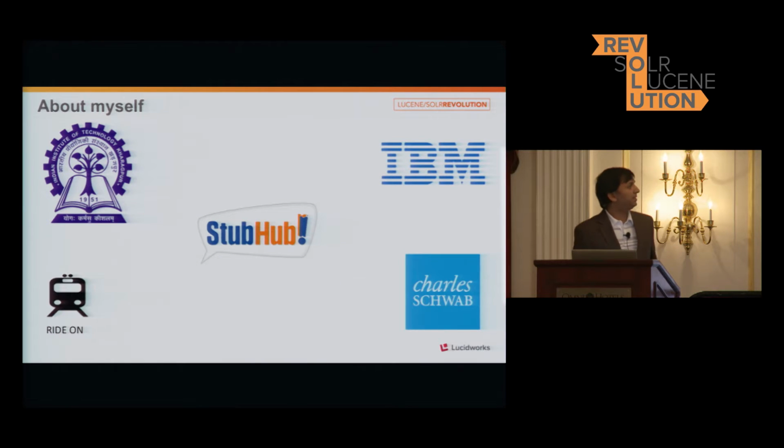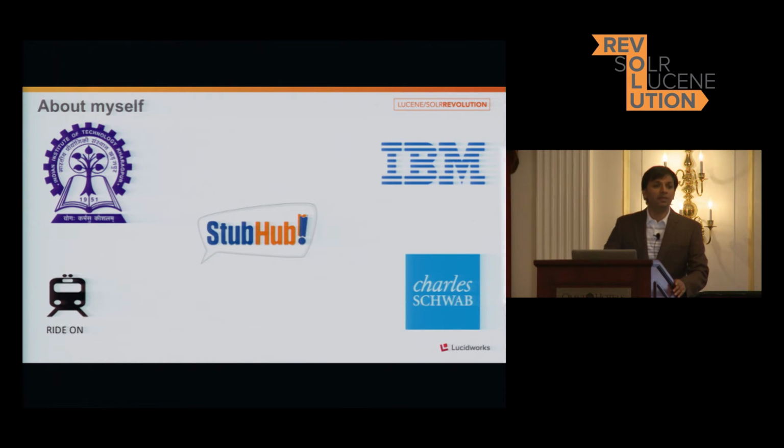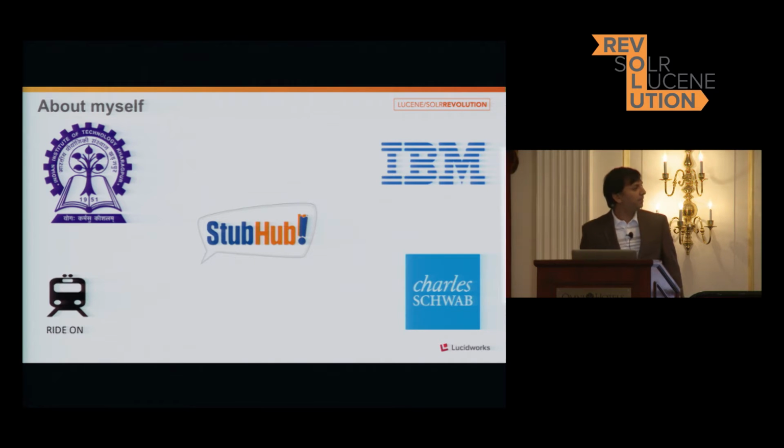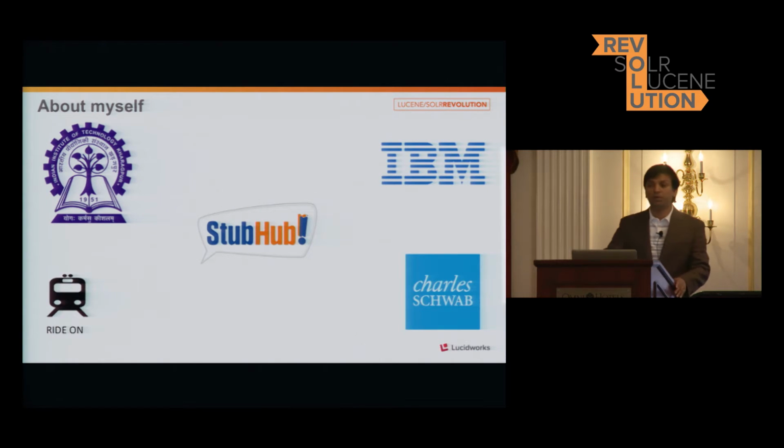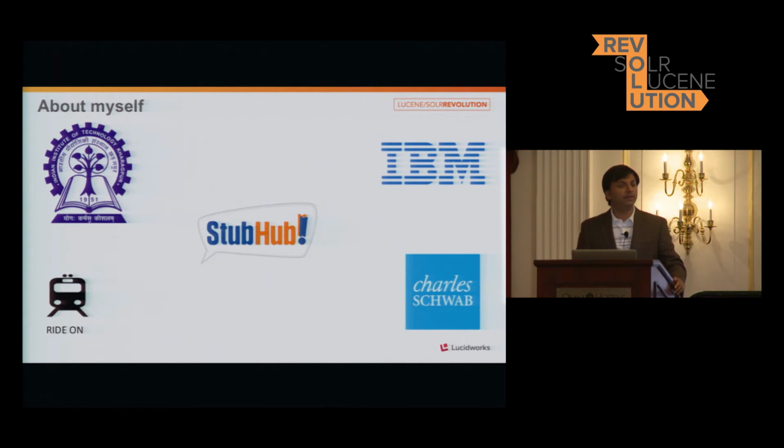So this is something about myself. I'm a postgraduate from Indian Institute of Technology, Kharagpur, aka IIT Kharagpur. I worked with IBM for 5 years in Bangalore, India. I also worked with Charles Schwab for 3 years, in the city of San Francisco again. That's where I had my first touch of Lucene. That was more at the library level, not at the Solr level. And with Stubhub, I've been working for a little over 4 years now.